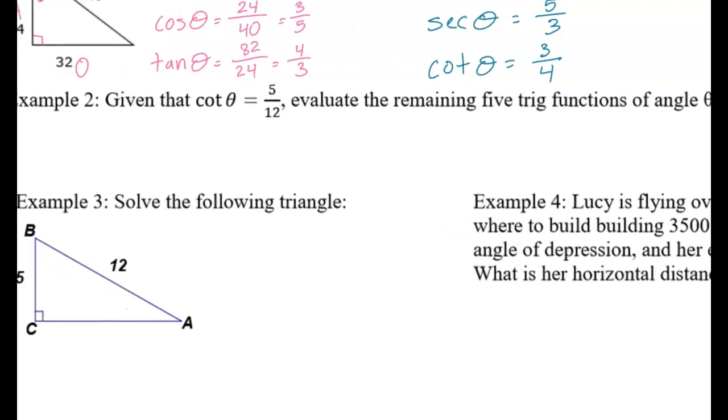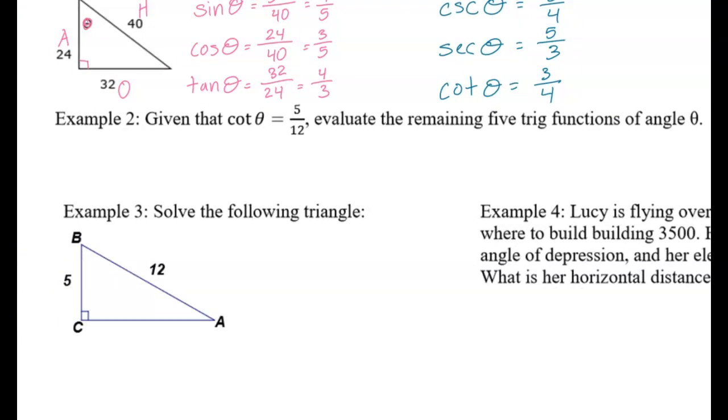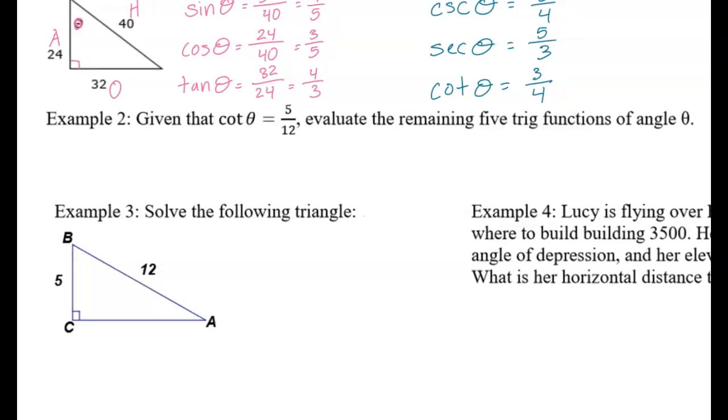So let's go ahead and do this example. Should I do this one? Yeah, I guess I do. It's a different type of problem. Now it says, given that cotangent of theta is equal to 5/12, evaluate the remaining five trig functions for angle theta. So my suggestion to you, anytime you're dealing with trig and there isn't a picture drawn, you need to draw a picture. Well, I mean, you don't, but it's highly recommended.